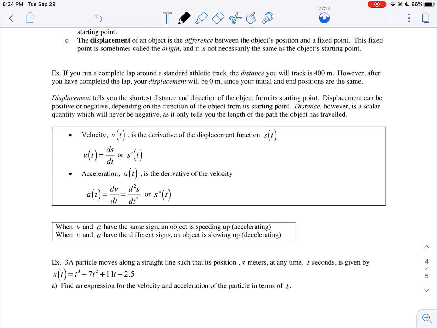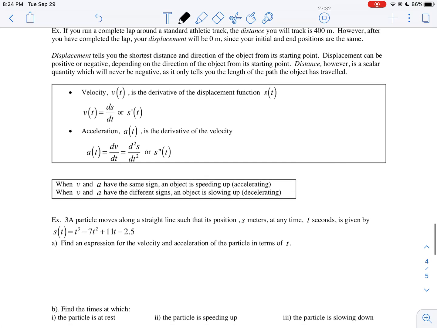All right, so what does this have to do with calculus? Well, it has a lot to do with calculus. Velocity, we might call the velocity function v of t, is the derivative of the displacement or position function s of t. So v of t equals ds/dt or s prime of t.